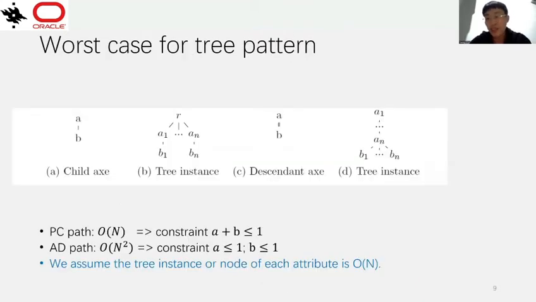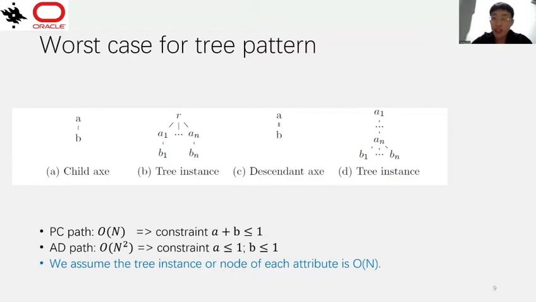So just like assuming the table size to be O(n), we assume the tree instance size to be O(n), or the nodes of each attribute to be O(n). We may easily find the size bound for the PC path and the AD path. As for the PC path, each child has only one parent, so it is connected one by one. So the maximum connection is the children node size, which can also be the parent node size, which is O(n).